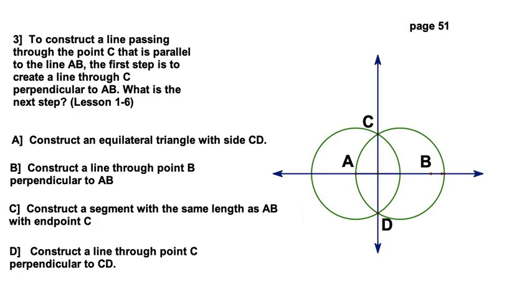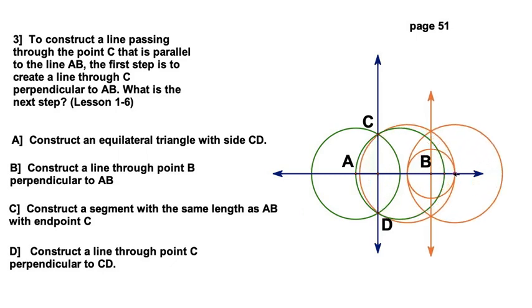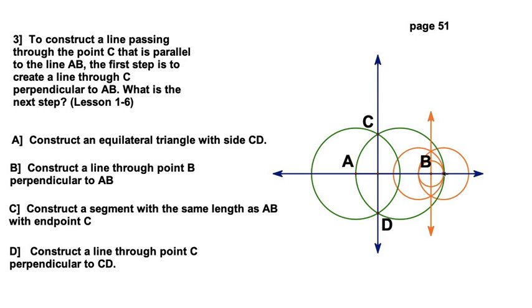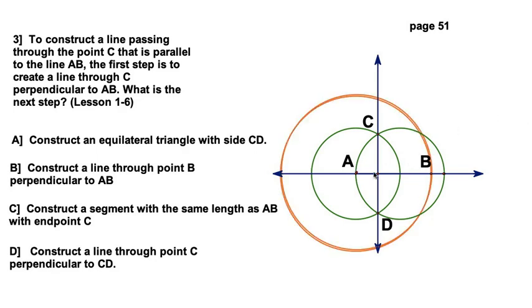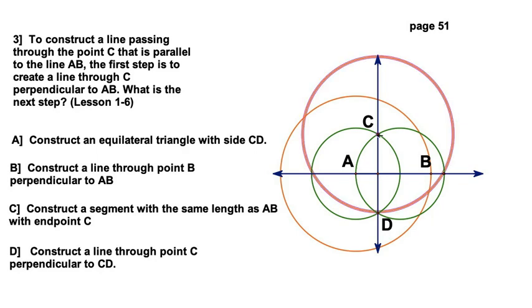How about B? Construct a line through B perpendicular to AB? Well, that's over there. And that's got nothing to do with what we're looking for. And again, the size of your first compass swing dictates the size of the other compass swings. How about C? Construct a segment with the same length as AB. I have no idea why you would do this. And somehow you'd have to transfer this distance over to here. And any point on this circle, if we connected that to C, would be the same length as AB. Doesn't seem like it makes much sense.